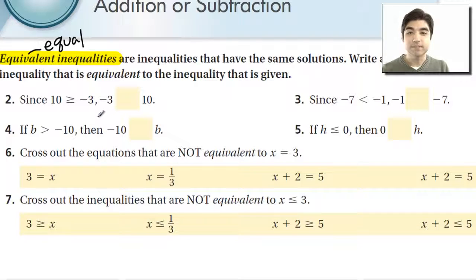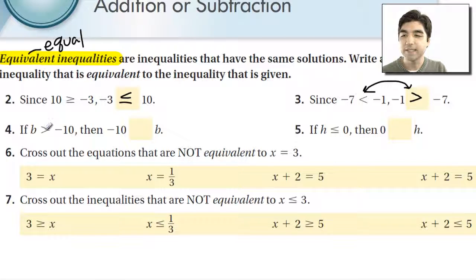So let's check out some problems that use the word equivalent. Since 10 is greater than or equal to -3, the equivalent of that would be -3 is less than or equal to 10. What about -7 is less than -1? Then -1 is greater than -7. See how I just kind of flipped the sign?